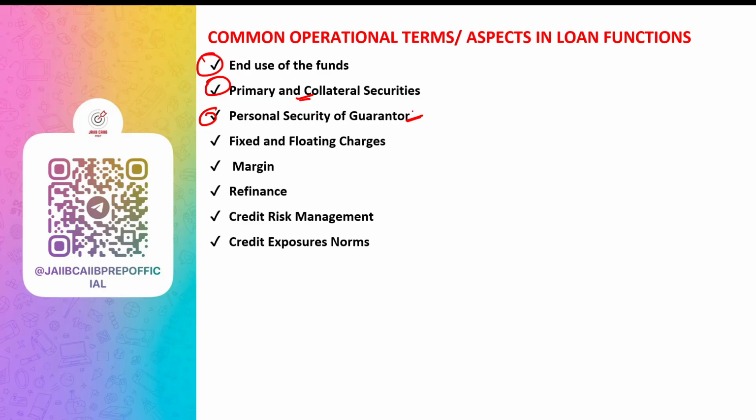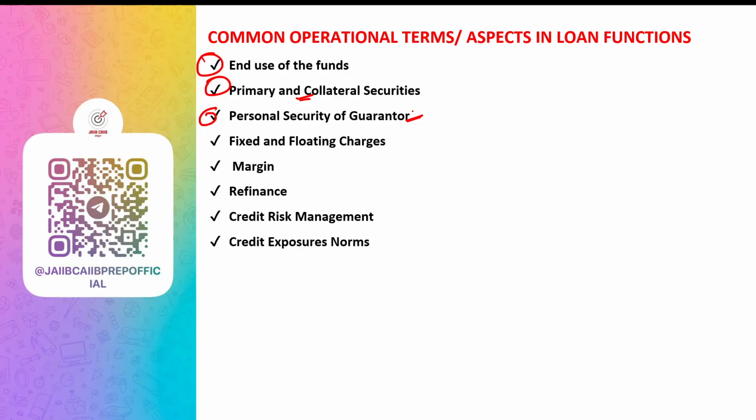Fixed and floating charges. Fixed charges are created on a specific and identifiable asset like a specific machine or a building. The borrower cannot sell or dispose of the asset without the bank's written permission. Floating charges cover assets that change frequently, like stock in trade, raw material, trade receivables, and the borrower can use, sell, or replace these assets in the ordinary course of business. So, if the borrower defaults or the bank enforces its security, the floating charge crystallizes into a fixed charge.